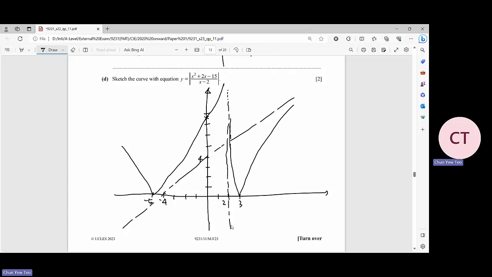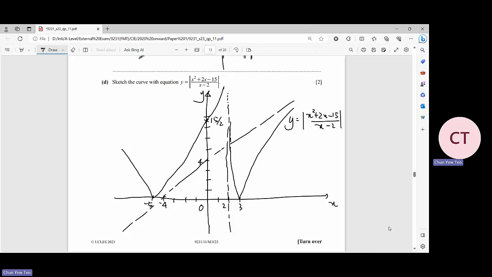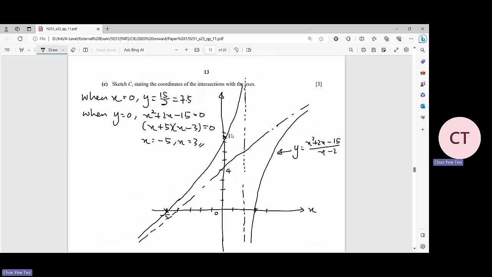Okay, so this will be the answer. Graph for y equal to the modulus of (x squared plus 2x minus 15) over (x minus 2). This is 15 over 2. So in the exam, we still need to show this is 15 over 2. Show all the values properly.